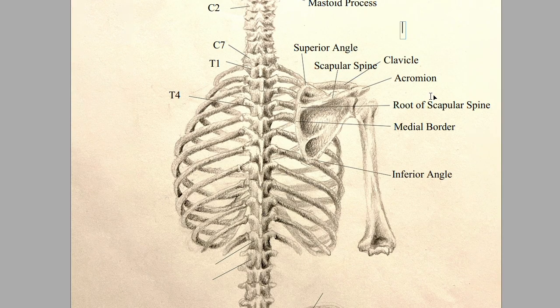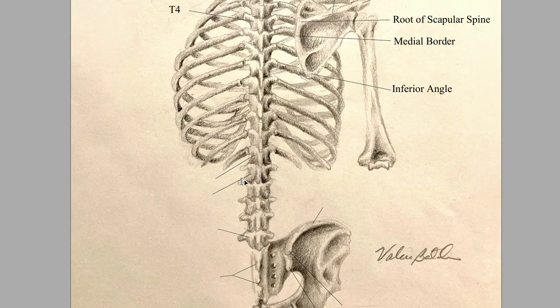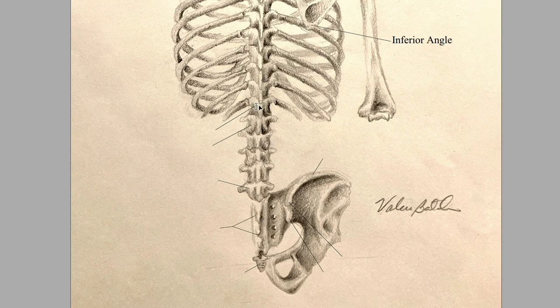So those are all the landmarks that we have on the scapula, and these are going to serve as attachment sites for muscles on the back, as we're going to see. And then down here, we go to the lower part of the back, and we see that the last rib, rib 12, is going to be articulating with T12.